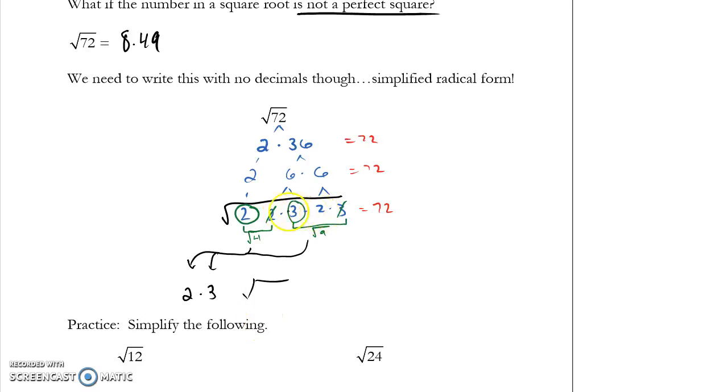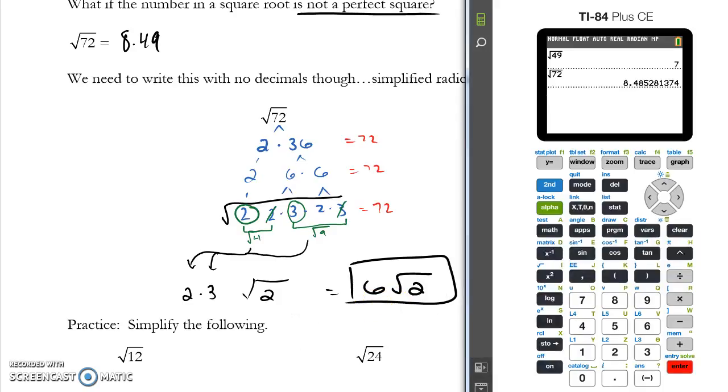Anytime I have a number that's left over, it goes back inside. Now I multiply together anything outside. 2 times 3 is 6. Anything that's left inside I'd multiply together and keep inside, and I'm done. So we originally saw that the square root of 72 is 8.49, and we just saw that we can simplify that to rewrite it as 6 times the square root of 2. Let's check in our calculators to make sure. 6 square root 2, you can see it's the exact same thing.